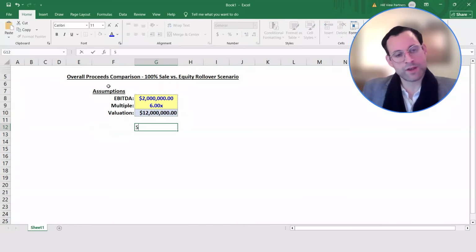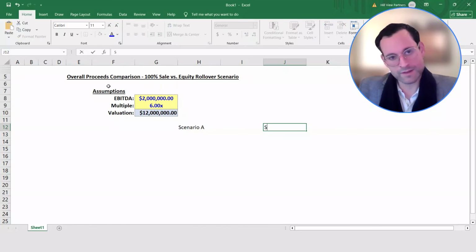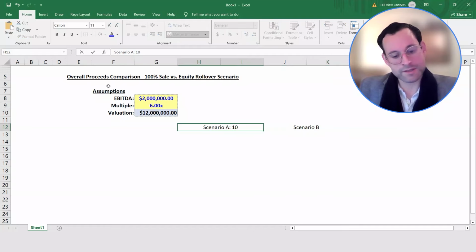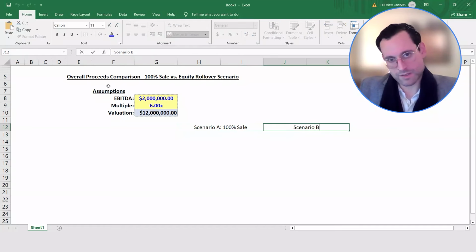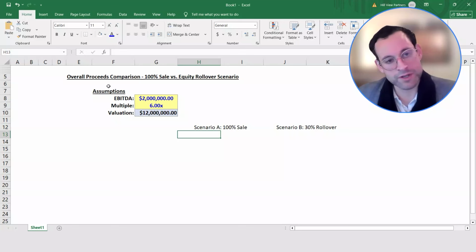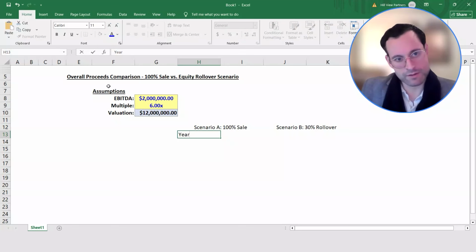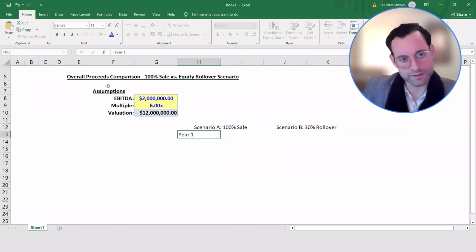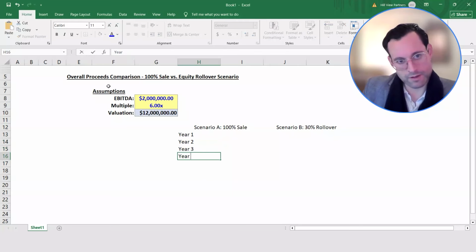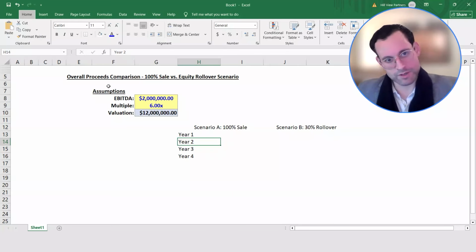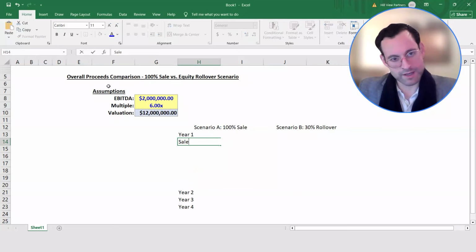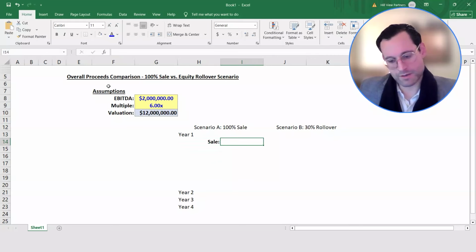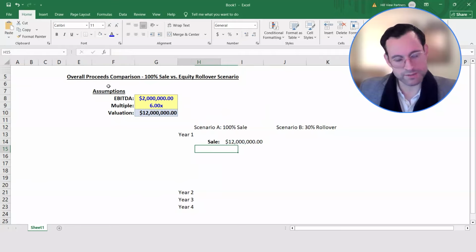So let's say we've got scenario A and scenario B. Scenario A is going to be the 100% sale. Scenario B is going to be 30% rollover. So in the 100% sale situation, let's paint a picture of 4 years. So year 1, year 2, year 3, year 4. All right, let's go to year 1 now. And let's say sale. All right, and we sold the business for $12 million, as we mentioned.